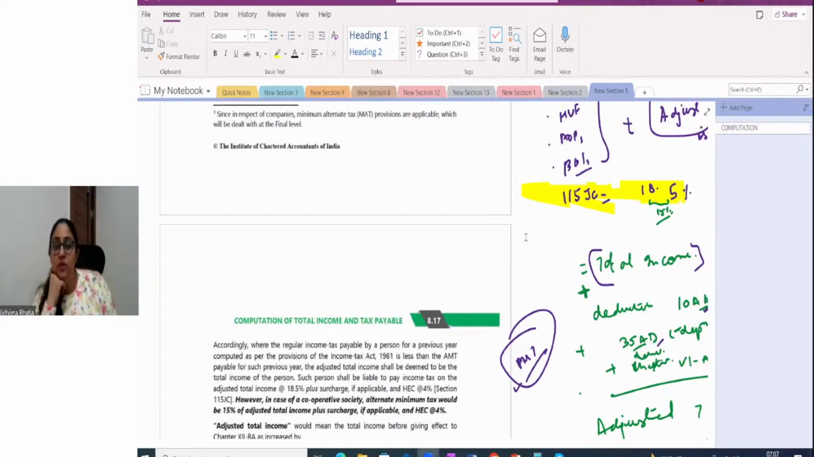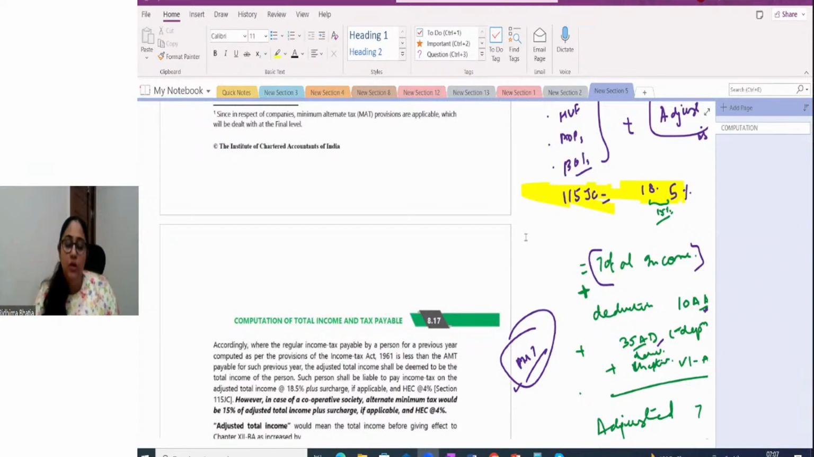If a person is having total income, I'm talking about the term total income, less than 5 lakhs, or up to 5 lakhs, he can get a rebate of tax up to 12,500. It is before cess. This is generally for all of us, but there is a concept of AMT, which we did in the previous class.